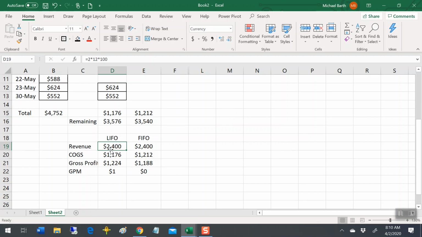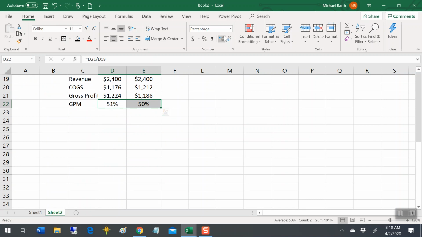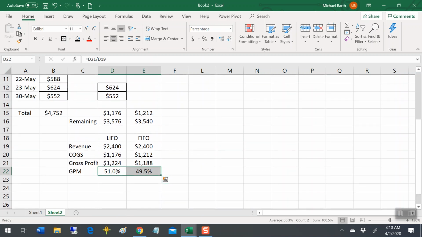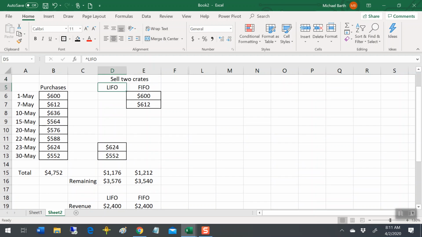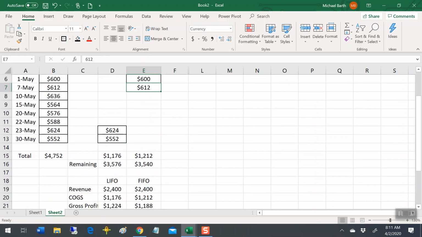If you're doing LIFO, the revenue is going to be the same either way. They sell each flag at $100. There's 12 flags in a crate. So you sell a crate, that's $1,200. If you sell 2 crates, it's $2,400. The cost of goods sold under LIFO would be $1,176, which is the last 2 crates that were purchased. Under FIFO, it would be $1,212. That would be the first 2 crates up here.